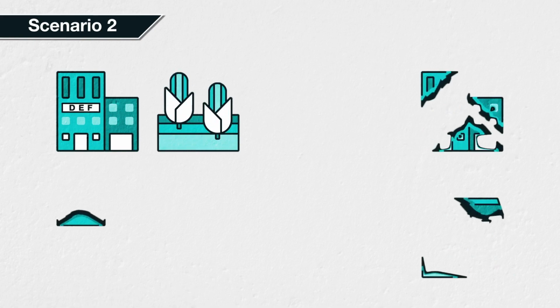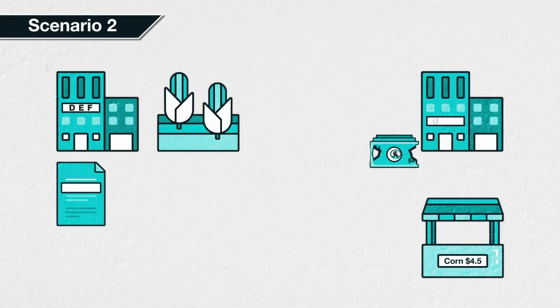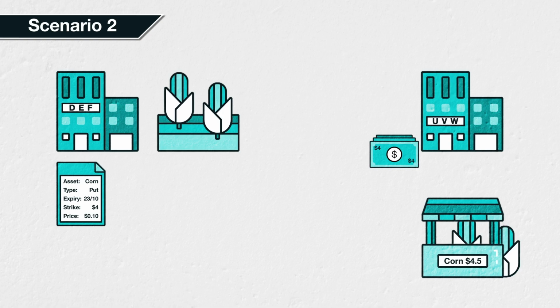Scenario 2. The price of corn remains unchanged at $4.50 per bushel on October 23rd, and DEF is now ready to sell their corn. The put option gives them the right to sell their corn to UVW for $4 per bushel. However, because it's still possible to sell the corn at $4.50 per bushel in the open market, there is no point in exercising that right.